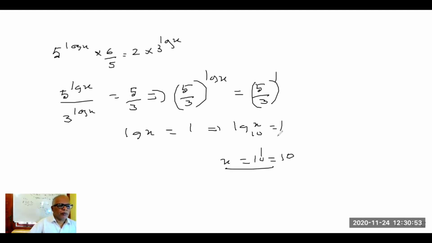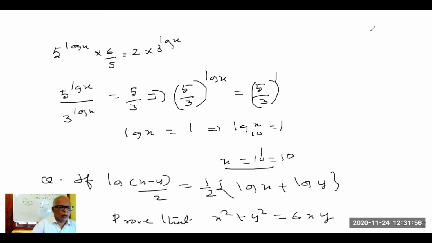Now we'll go to the next problem. If log of x minus y by 2 is equal to 1 by 2 log x plus log y, prove that x square plus y square is 6xy. A simple sum, we'll do it.